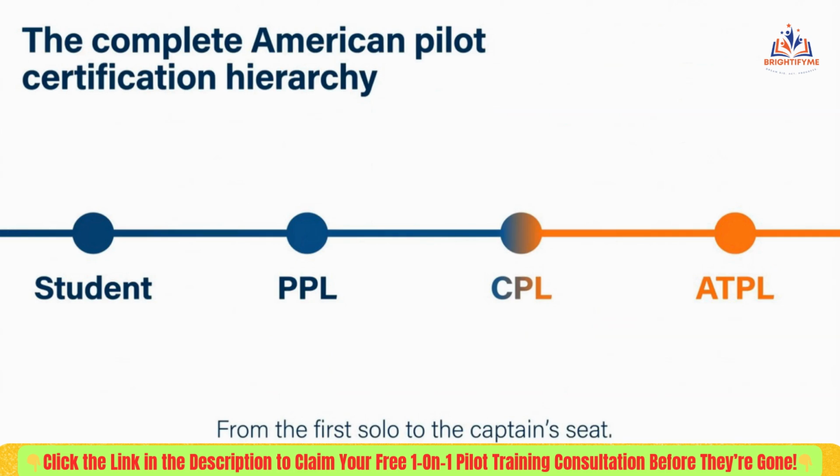In summary, we have traced the complete American pilot certification hierarchy from the first solo flight of a student pilot to the captain's seat of an ATPL holder. Each stage, student, PPL, CPL, and ATPL, is a vital building block in creating a safe and professional aviator.